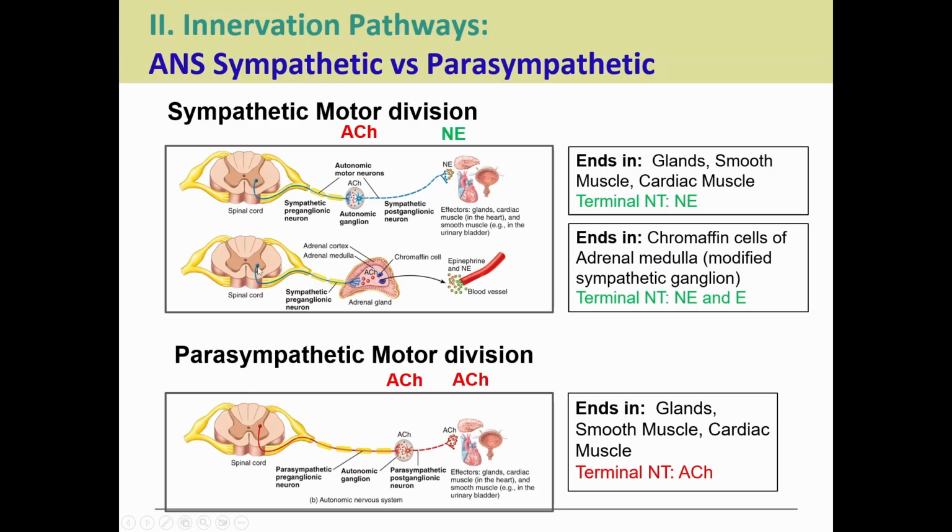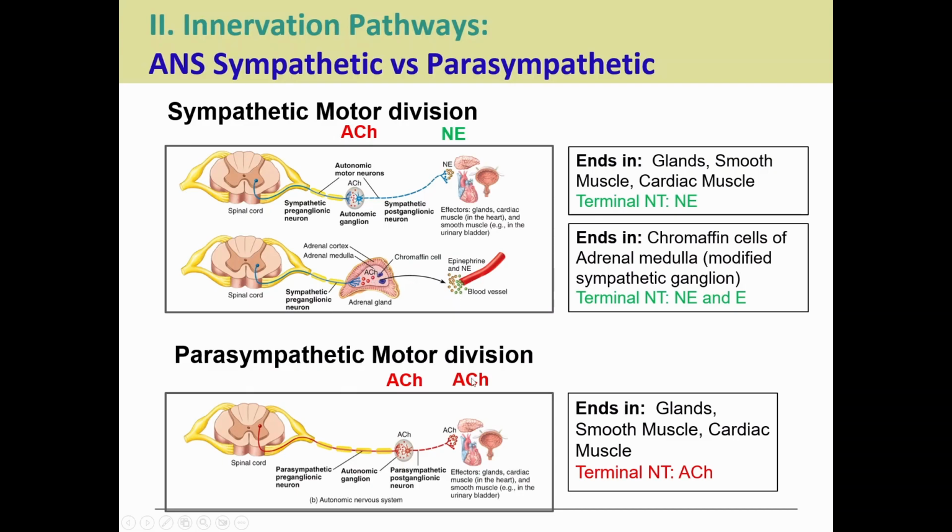Over here, we have our preganglionic neuron reaching down from the spinal cord to the adrenal medulla, and this is going to talk to the chromaffin cells to release epinephrine and norepinephrine. Still using acetylcholine to talk from the preganglionic neuron to the adrenal medulla.